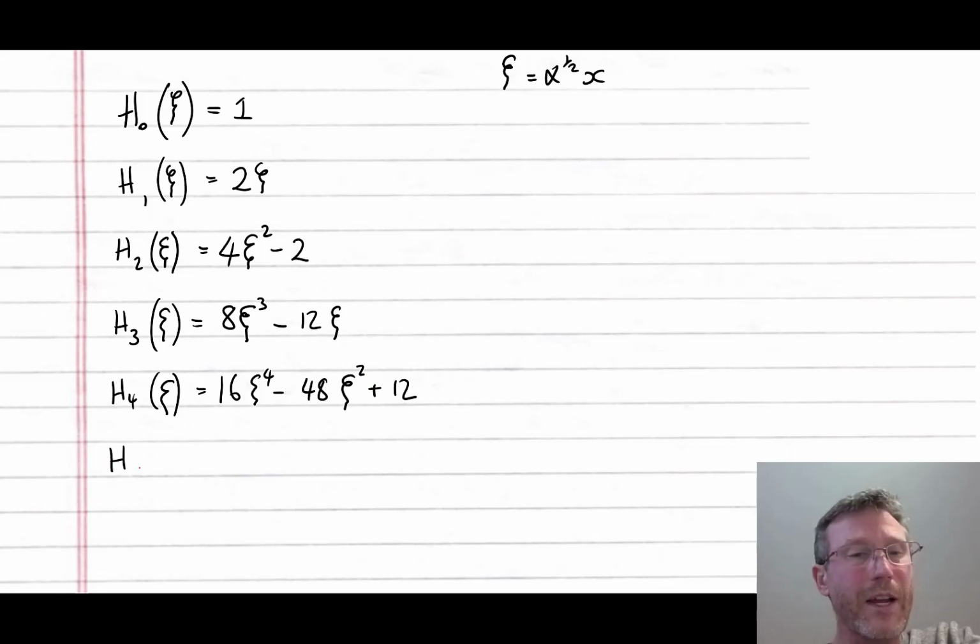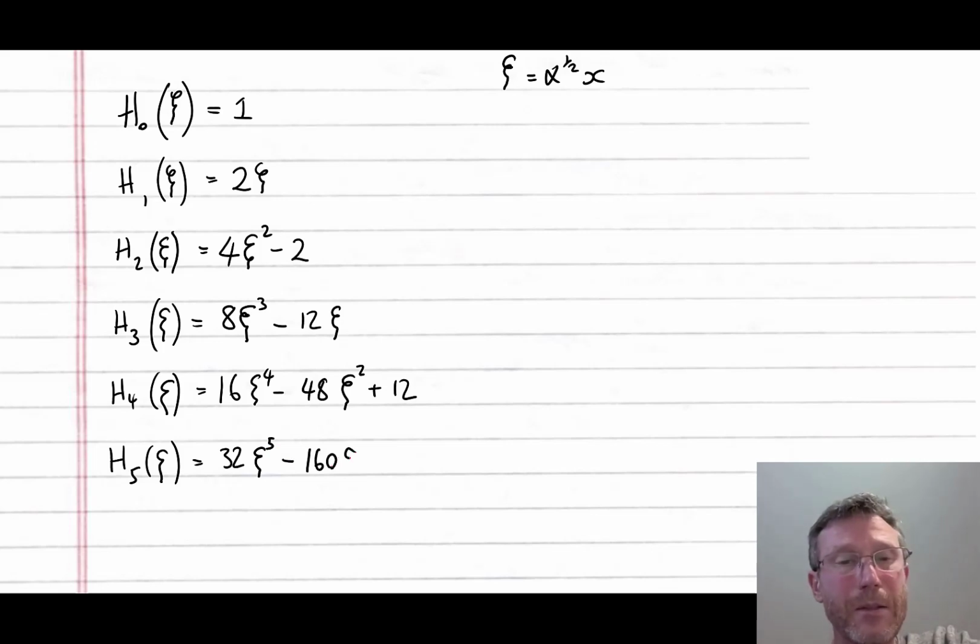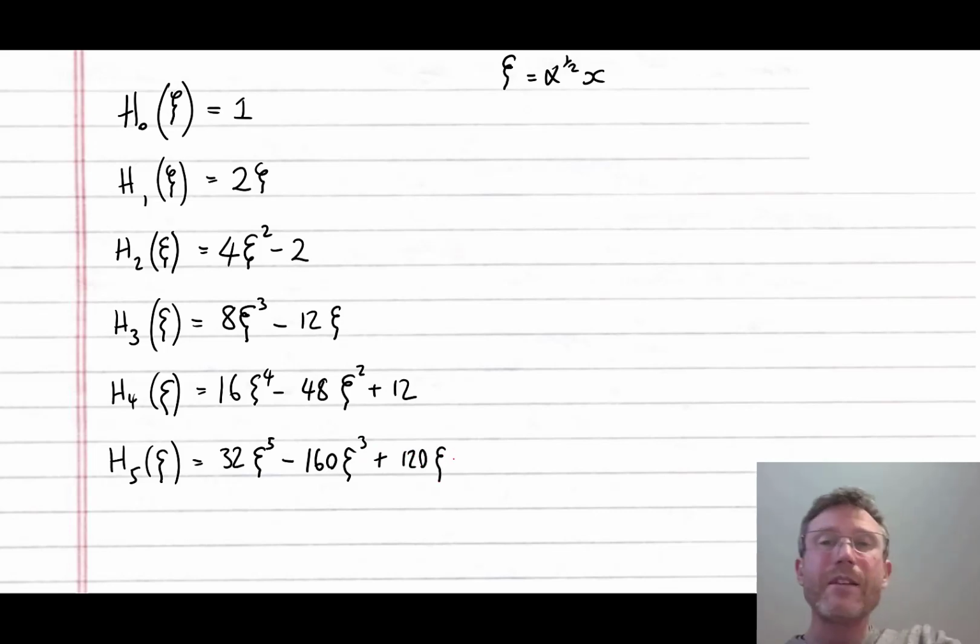And finally we'll go to H5. So these are the Hermite polynomials. 32 xi to the 5th minus 160 xi cubed plus 120 xi. So these are the Hermite polynomials.